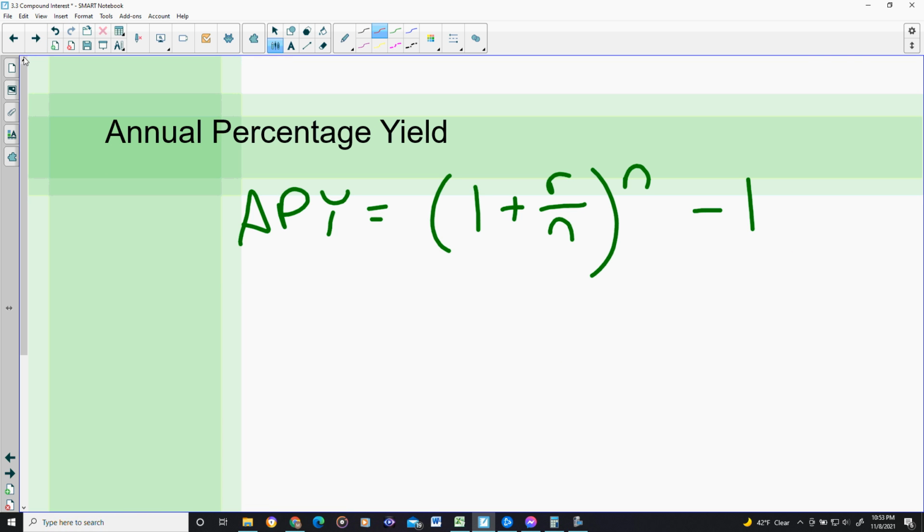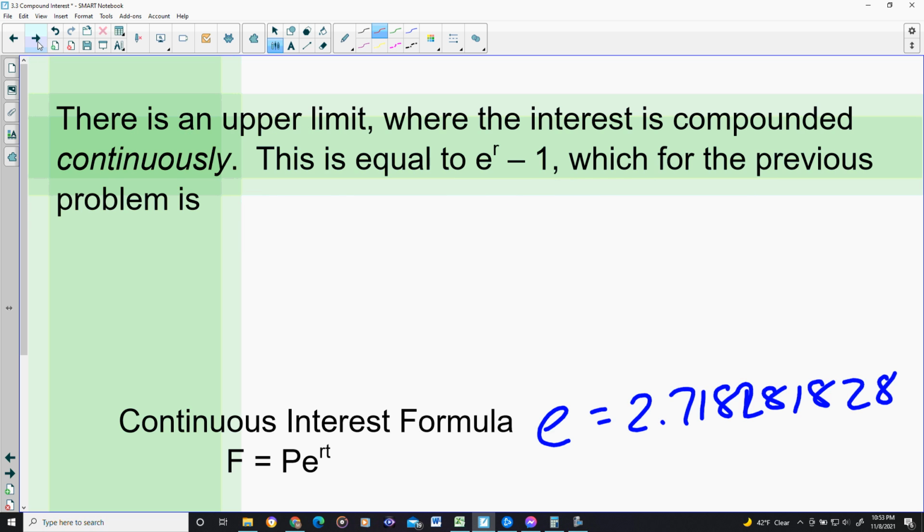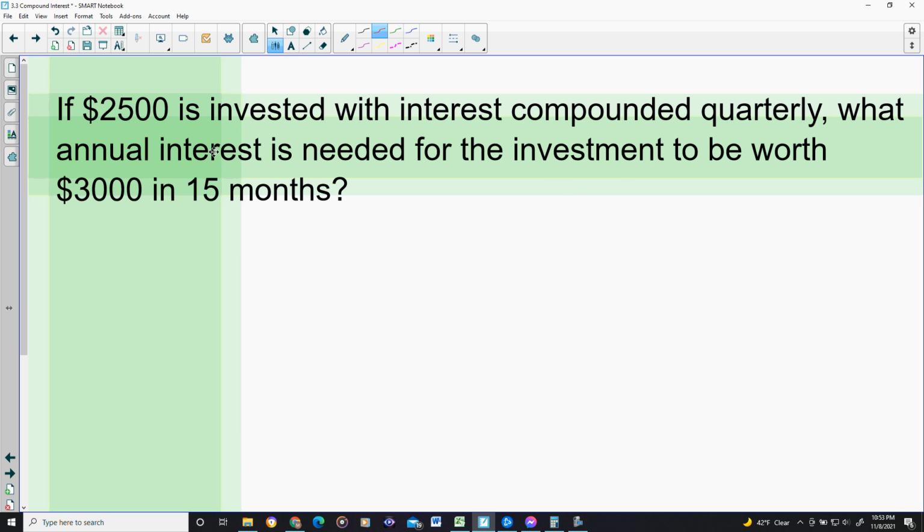Okay, we'll skip that for now. We don't need to worry about annual percentage yield. Let's not worry about that. Let's just go straight to some problems. Okay, if $2,500 is invested with interest compounded quarterly, there's a quarterly problem. What annual interest is needed to be worth $3,000 in 15 months? Okay, so here's my formula. F equals P times (1 plus R over N) to the NT.